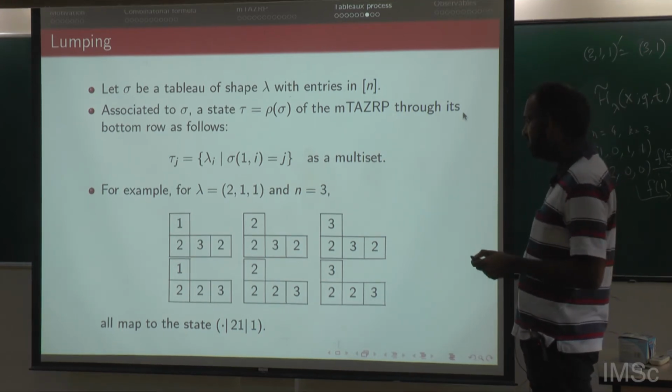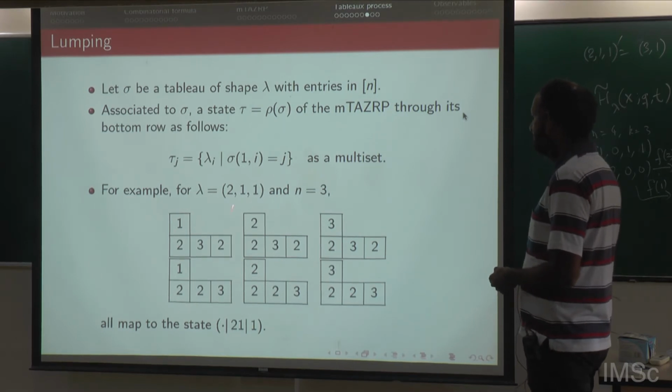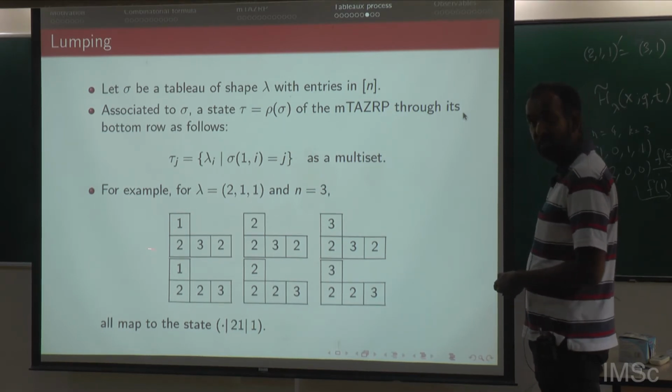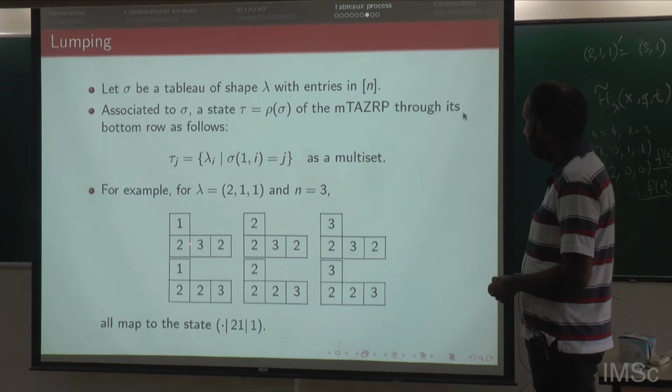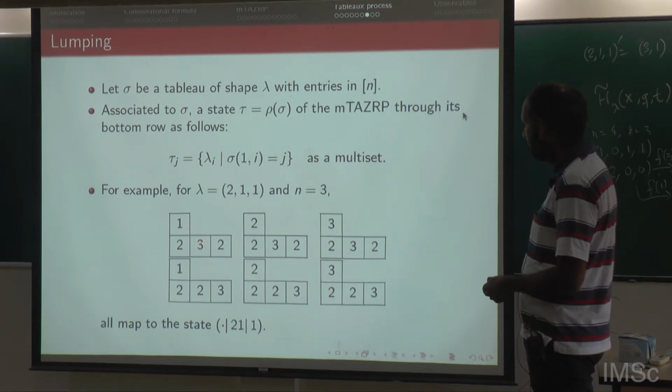And part of the reason for the complication is that when there are repeated parts, like in this example, we get contributions from both things, where everything else is fixed and the bottom row entries of these two are interchanged.